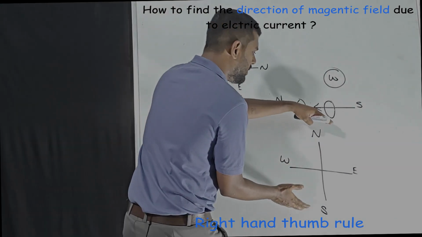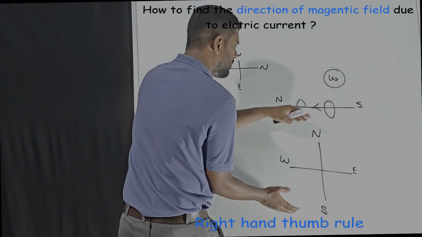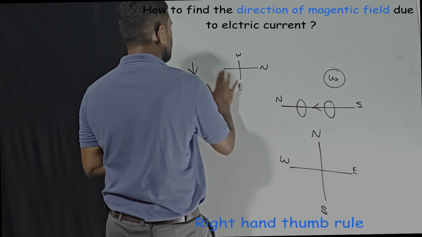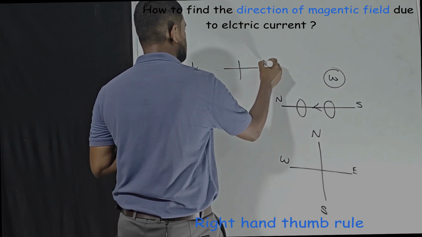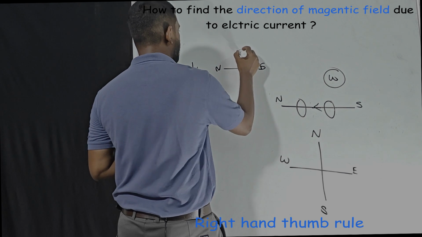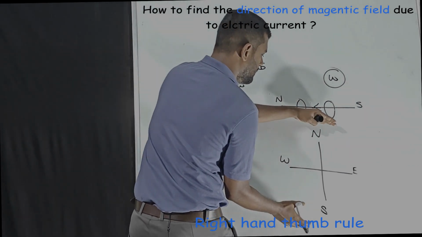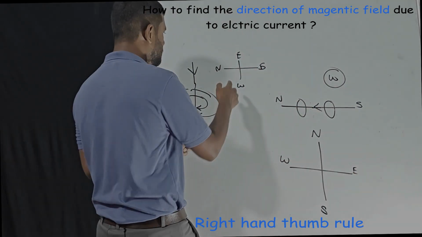Once you turn it like this, the west will go downwards, correct? See, this is south, north, east, west. When you turn the original direction like this, the west goes down.